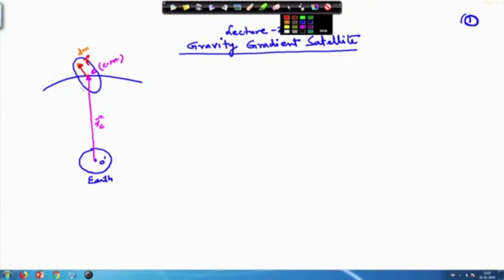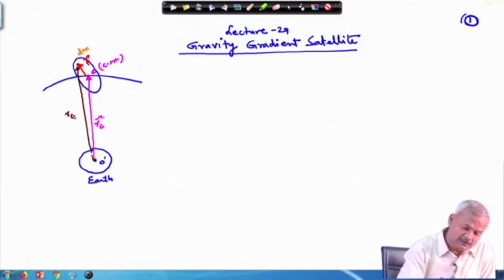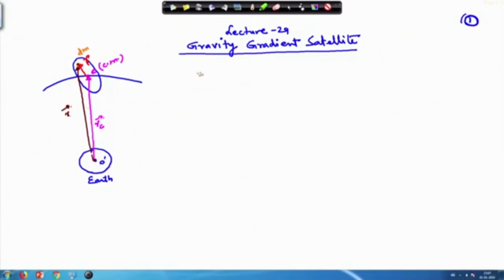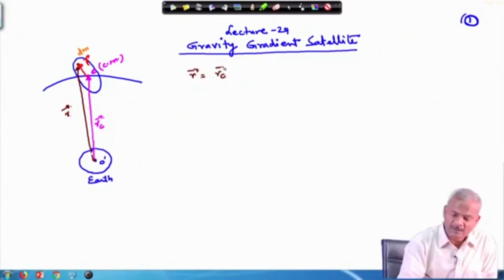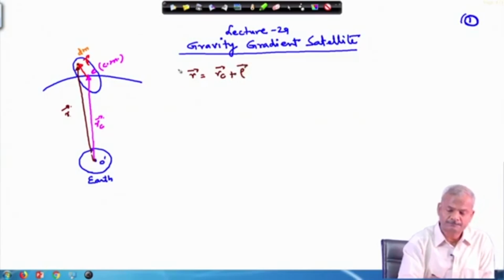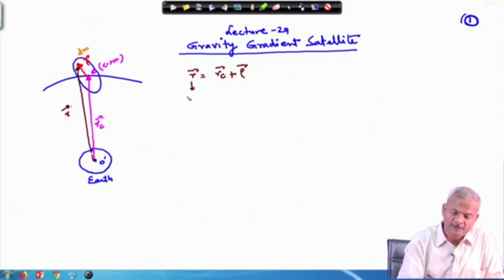So, the radius vector of this point from the center of the earth, we have shown by r, where r we have written as r c plus rho. This is the radius vector of the particle d m.